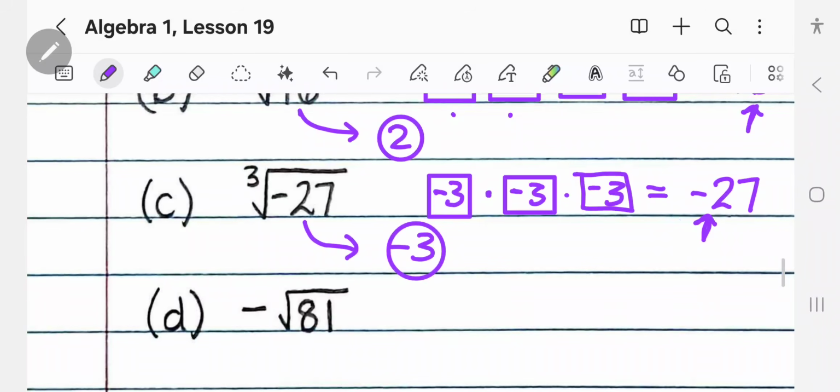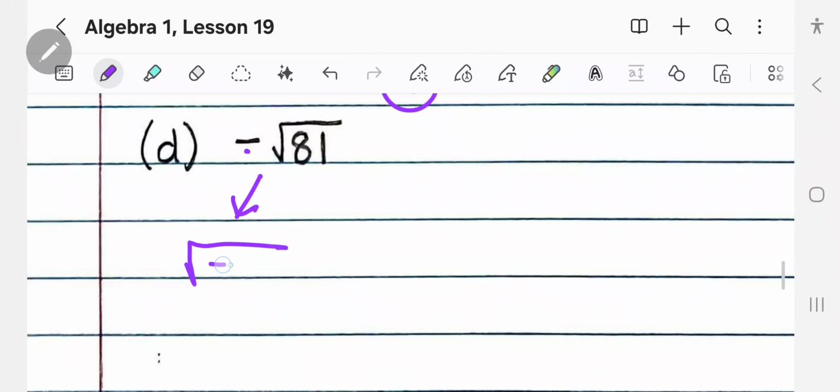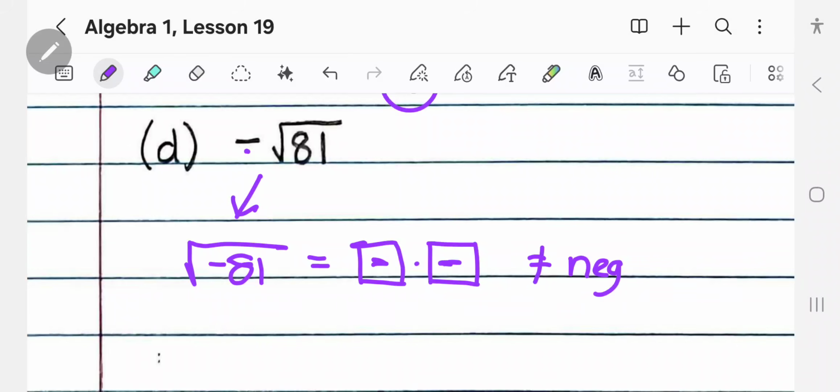And D, this negative is on the outside. If it were on the inside, let me go there for just a second, you couldn't answer that, because you can't find a negative number times a negative number that would give me a negative result. You can't, that's not going to work. And there's no positive number times a positive number that's going to give me a negative result. So you can't do this. But I will tell you that you just can't do it in Algebra 1. In Algebra 2, you will learn a way to do this.